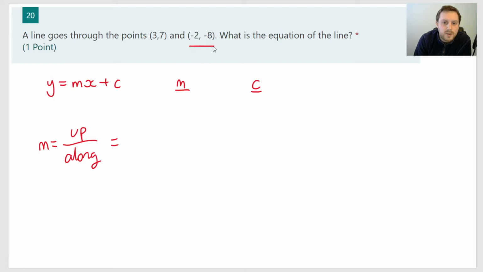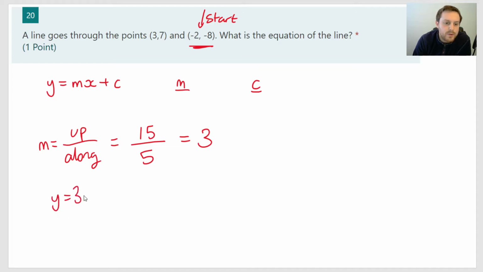I'm going to start here because we're starting with the smallest x number and going along to the bigger x number. So that means we will be going left to right. Minus 2 to go along to 3 is 5. And then up to go from minus 8 up to 7, that's 15. So we have m is 3.